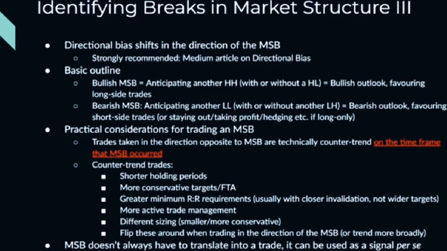Bearish market structure break, as you can imagine, is the opposite. You have a bearish market structure break, that's a lower low, support is broken, and we're anticipating lower prices with or without another lower high. Again, we don't know how or if the market's going to pull back in those cases, and that's a bearish outlook. Generally, once you have that bearish break in market structure, assuming lower highs and lower lows and favoring short side trades, or if you're long only or in other circumstances, you could stay out, take profit, hedge, or do whatever it is you do to mitigate exposure in those cases.